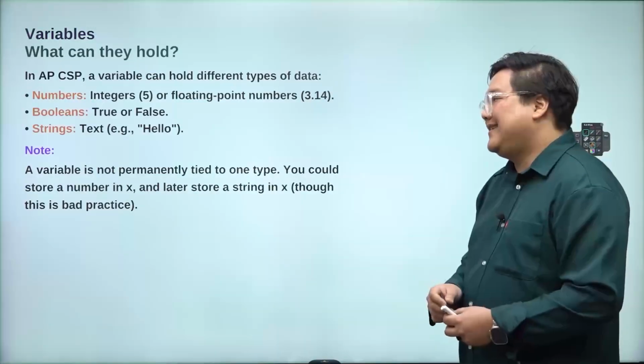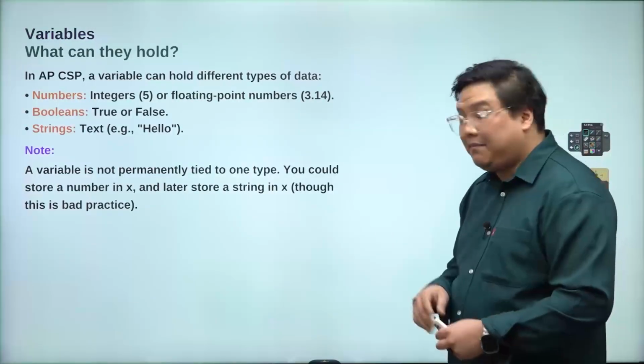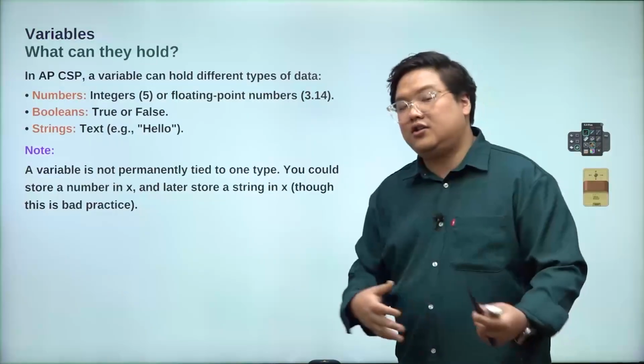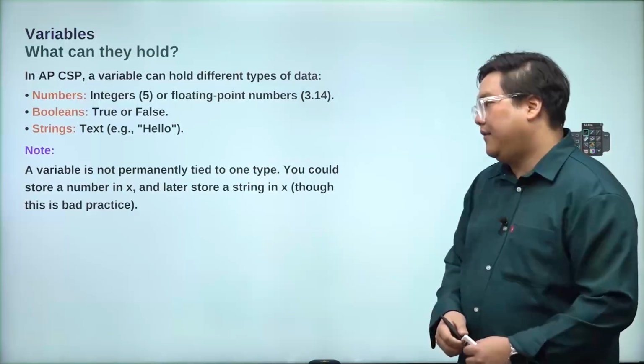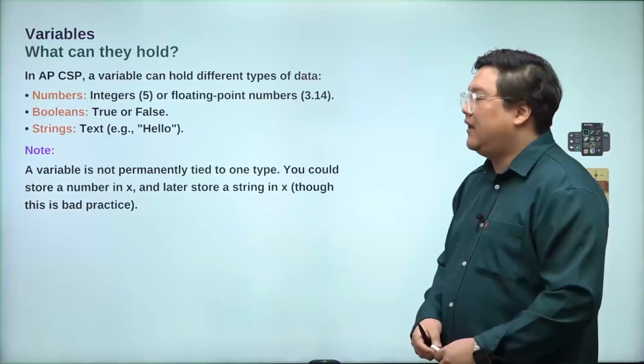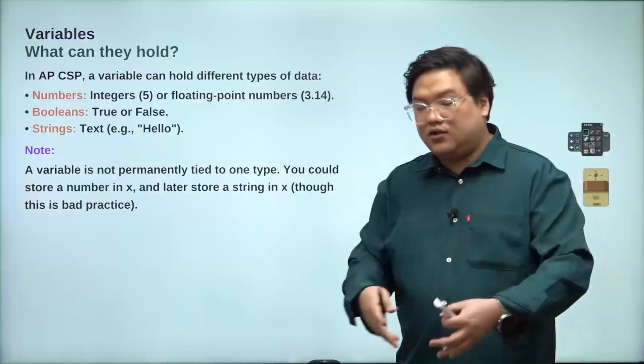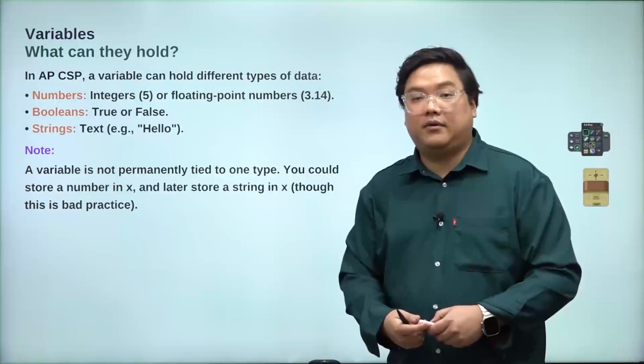A variable is not permanently tied to one type here. You could store a number in X and then later change it to a string, although you wouldn't really want to do that. If you create a variable, it should continue to hold that specific type throughout.